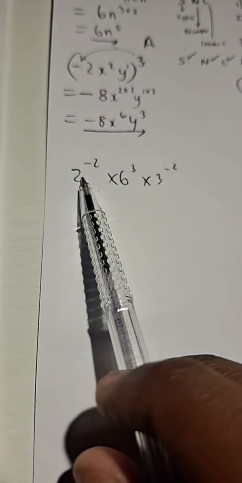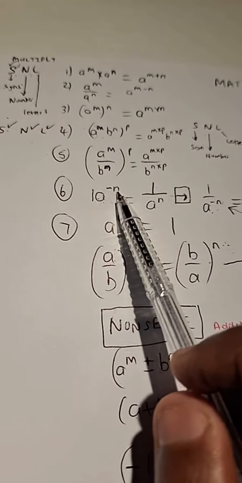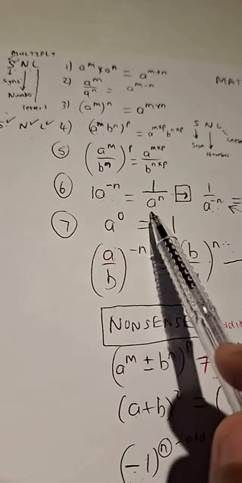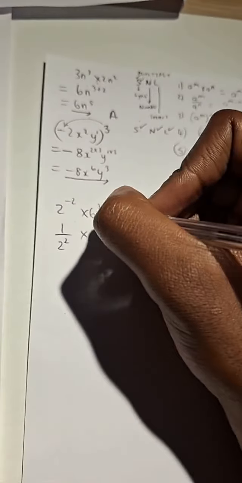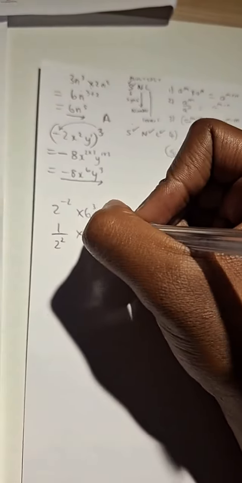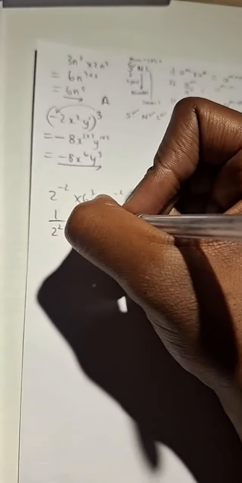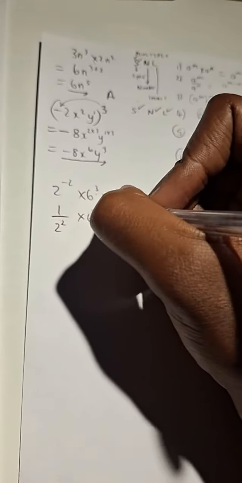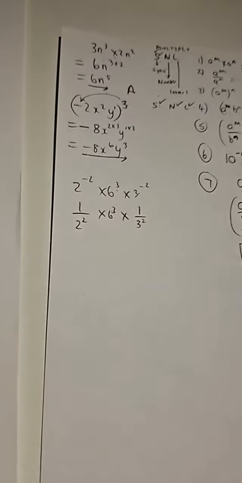So 2 to the power negative 2 is a base raised to a negative exponent. Remember, what did we say about bases raised to a negative exponent? Change the base from the numerator to the denominator. The exponent sign changes to positive. So 2 to the power negative 2 is actually equal to 1 over 2 squared, times 6 to the power 3. We can leave it in exponent form for now. Times, what's 3 to the power negative 2? It's 1 over 3 squared.